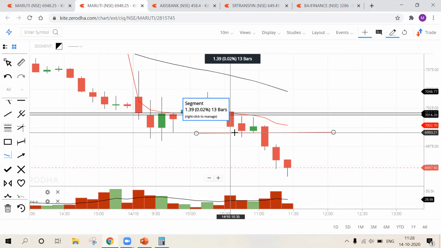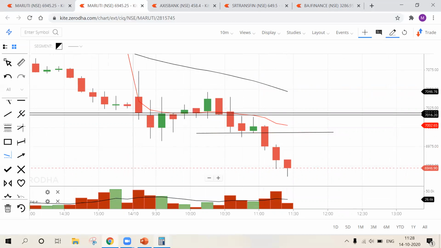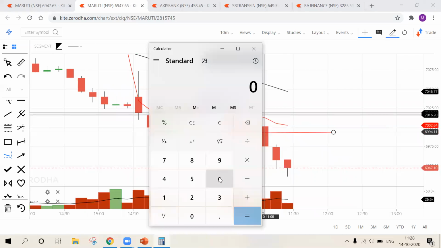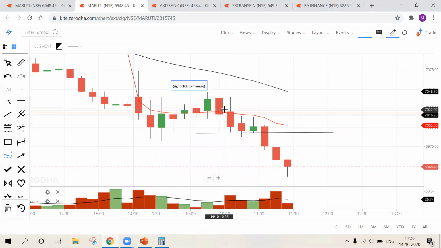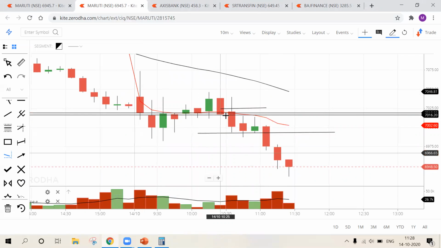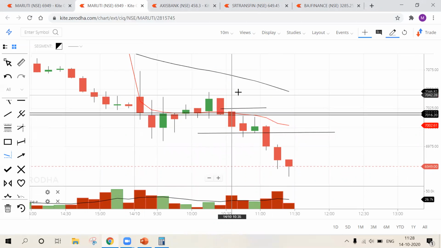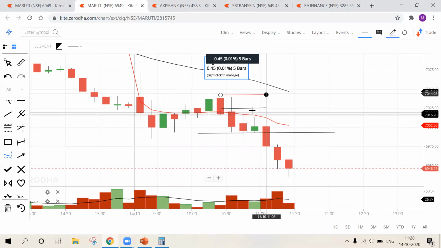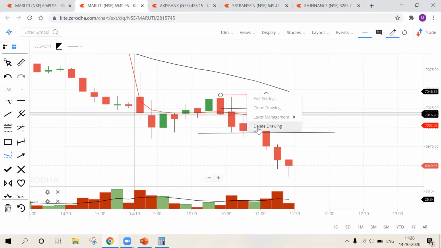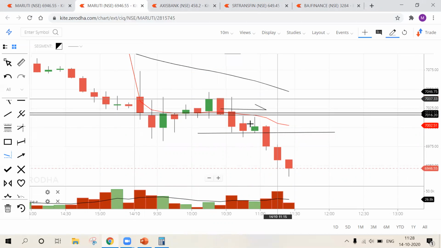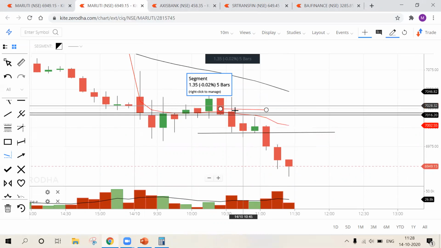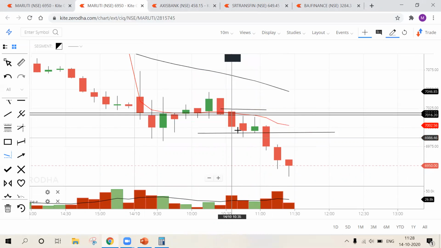Imagine that I have entered at 6993. In this scenario, I'll be placing my stop loss here. Because this breakout candle is very huge, if I put my stop loss here, that's not a good decision. So I'll be keeping my stop loss here only, above the key level. So my stop loss will be here, and this will be my entry.